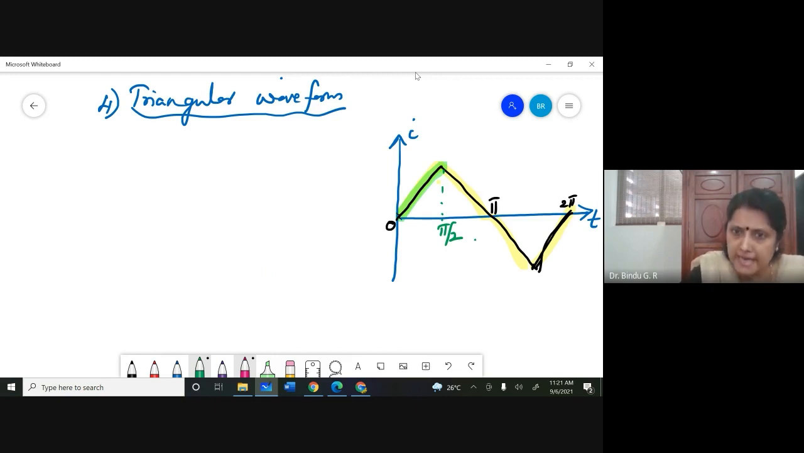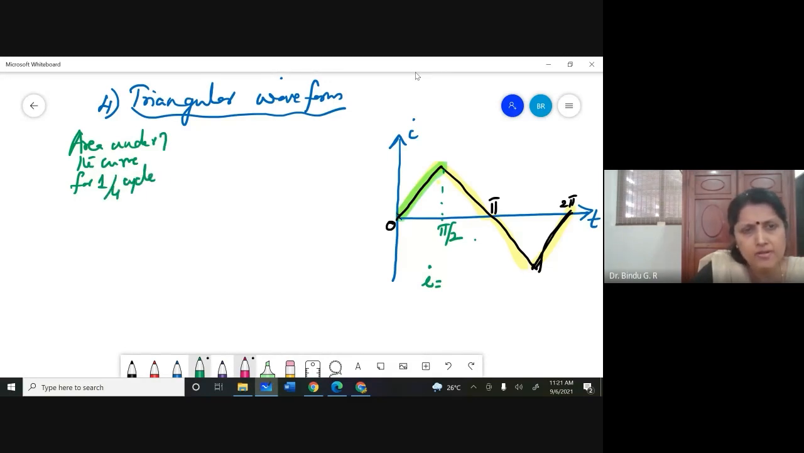Because in my case, I want an equation for i, the instantaneous value. Only then can the area under the curve be found through an integral. Or else I can find the whole area of the triangle, but that is not the way in which I am going to do it. Area under the curve for 1/4 of the cycle will be integral 0 to pi by 2, i d theta, where I will be considering a strip here, i d theta.